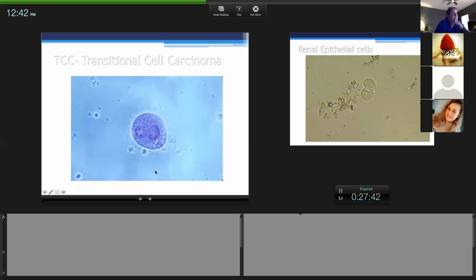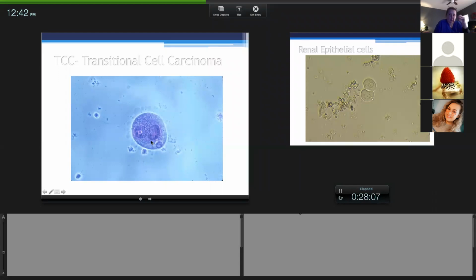What's different about this cell? Is there anything here that would make you think it's a cancerous type of cell? It's multinucleated. Yep. So you've got binucleation. This is the nucleoli right here. So that's a double nucleus. And then you've got a prominent nucleoli.